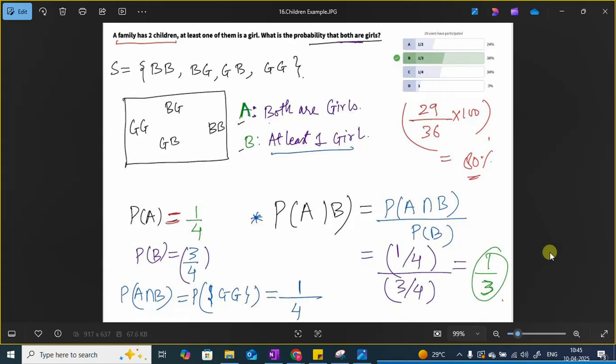So two children means maybe the first one will be boy, second one maybe boy. I mean, what is the sample space, the possibilities. The elder one may be boy, younger one may be girl. Elder one may be girl, younger one may be boy, or maybe both are girl. That is only four combinations. Correct? If a family has two kids. Now the question is, at least one of them is a girl. Fantastic. Now, what is the probability that both are girl?